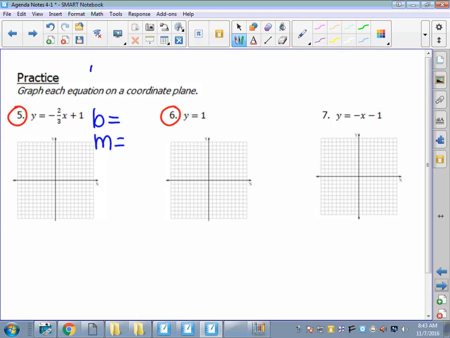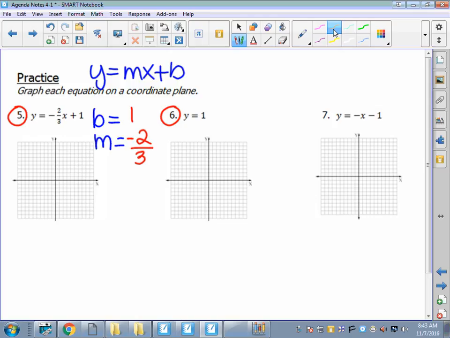So if we know that it is already isolated for y, so it's already in mx plus b form, my guess is everybody can tell me my b is 1 and the slope is negative 2/3. Notice how I write the negative 2/3 as negative 2 over 3 because I just don't want to forget there's a negative on there. You could put it in the denominator as well.